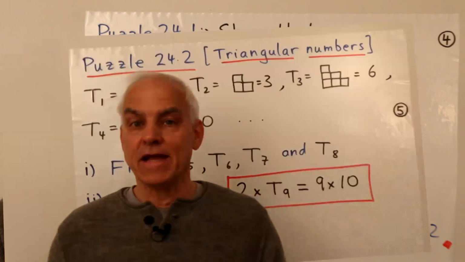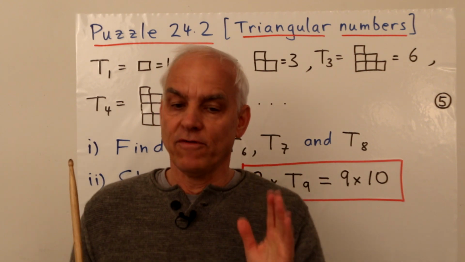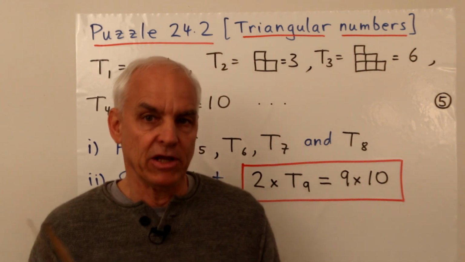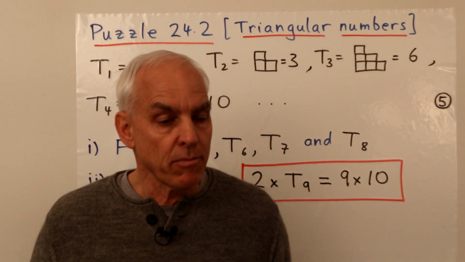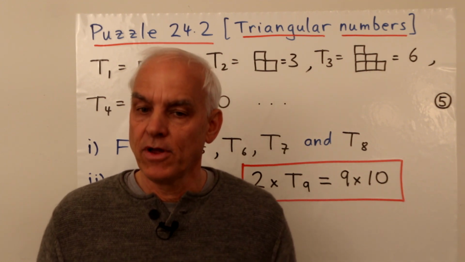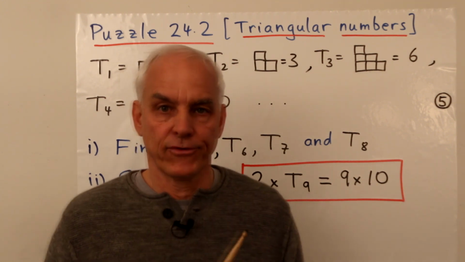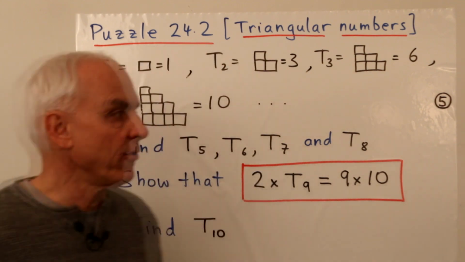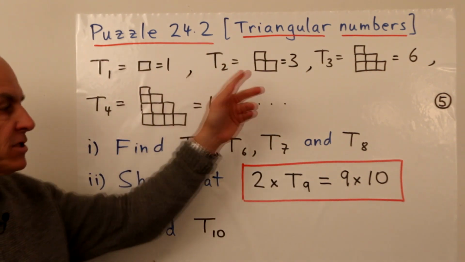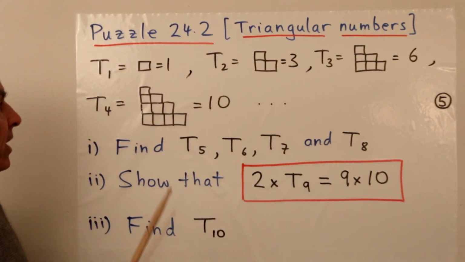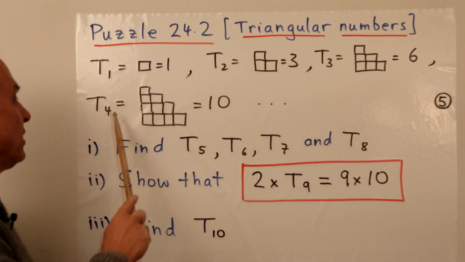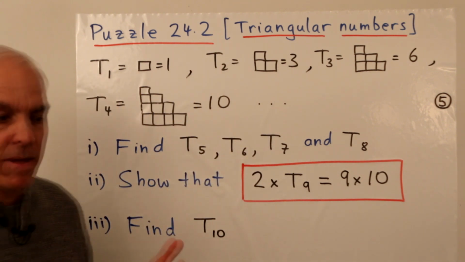Now our second puzzle involves a very interesting family of numbers, historically very important, going back to the ancient Greeks, called triangular numbers. These are special kinds of numbers. And here are the first 4: T1, T2, T3, and T4. And there's an obvious pattern to how they're formed.